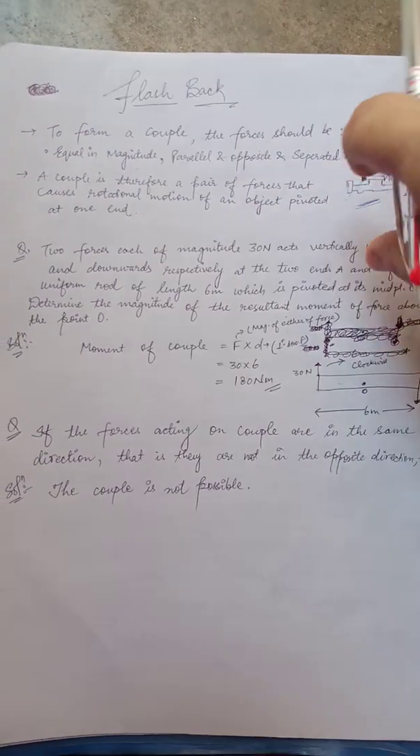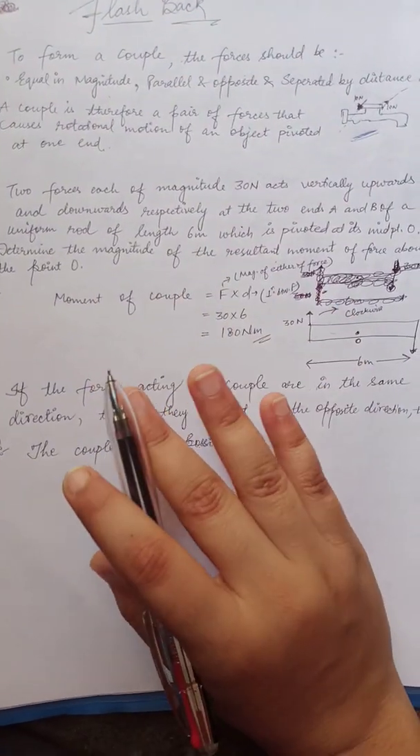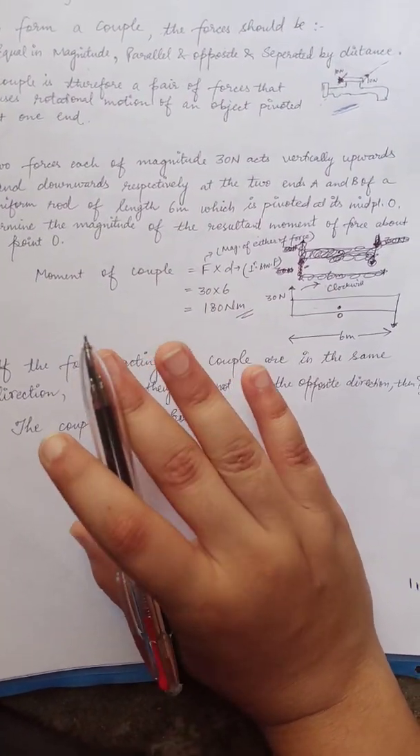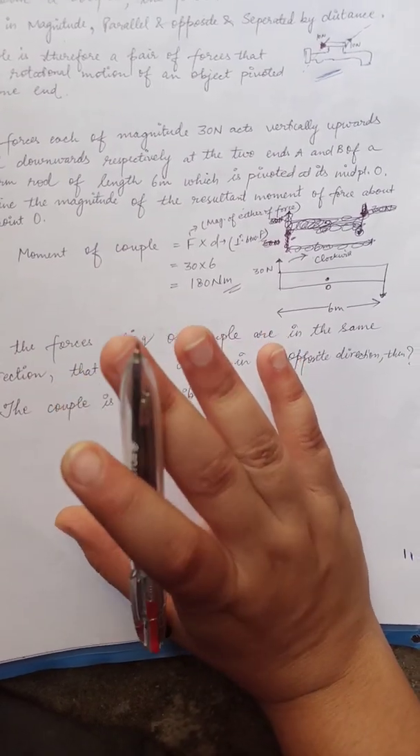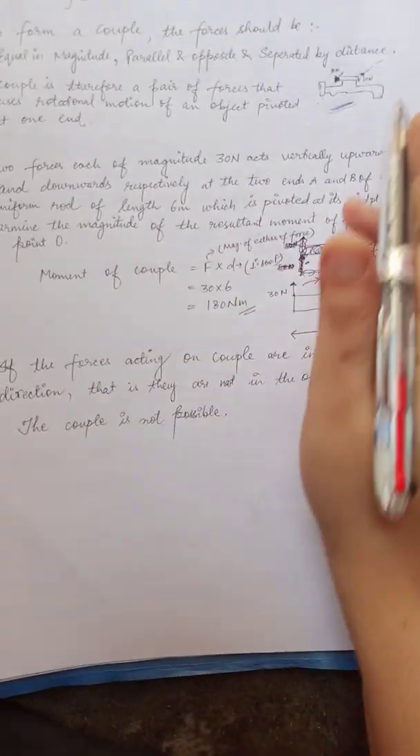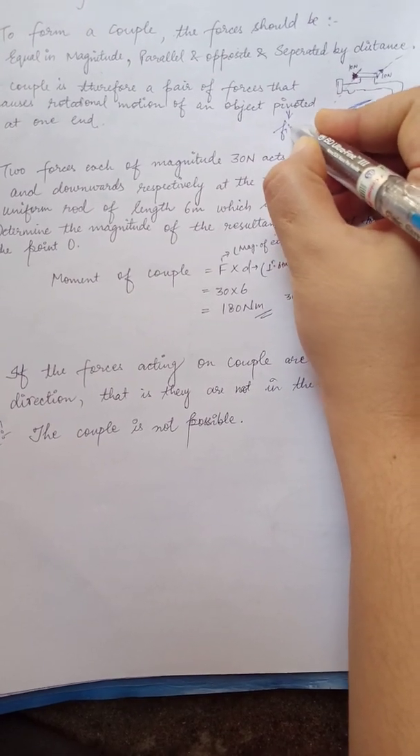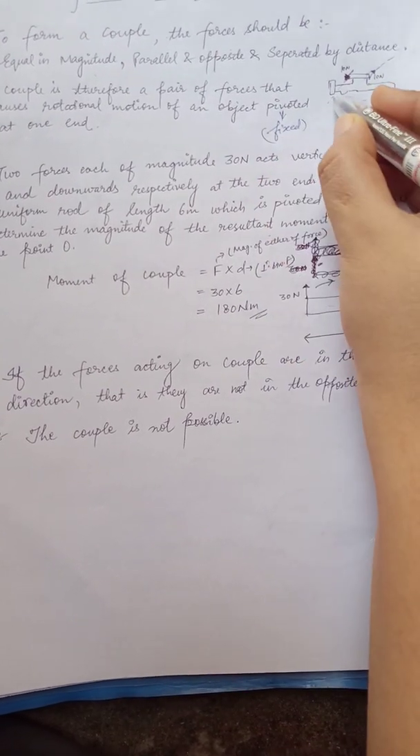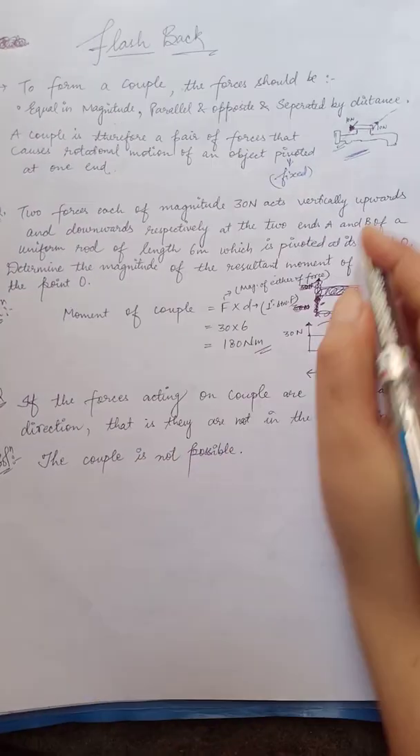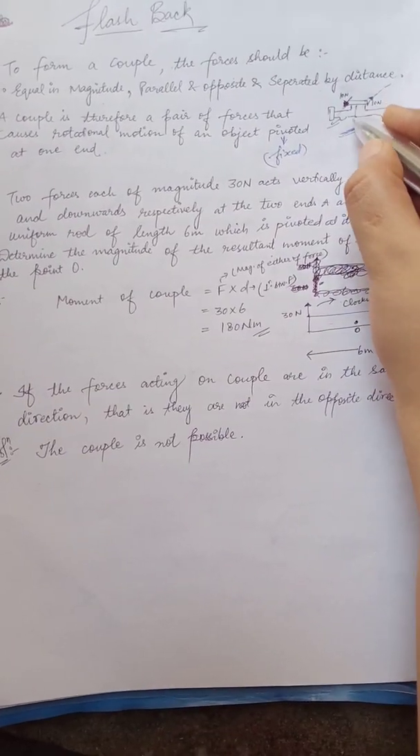Obviously, it causes rotational motion of an object pivoted at one end. That object must be pivoted. Pivoted means fixed. Again, I am telling you, pivoted here, students, means fixed. That must be pivoted or fixed at one end. That is here your tap. The tap is fixed in the middle.